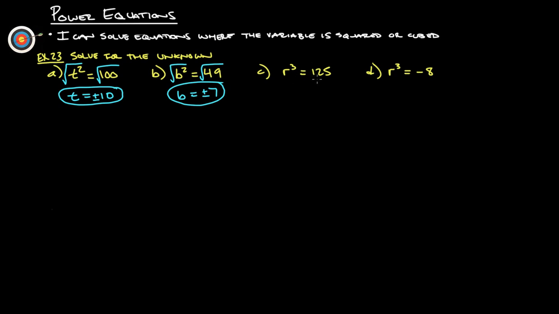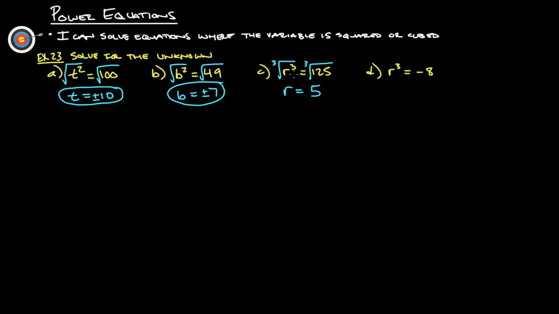r cubed equals 125. So now we're going to want to get rid of the cube, we want to do the cube root. So we're going to cube root both of those. So then that's just going to leave us with r over here. And then what times what times what gives us 125. That one may not be in your memory, but it's going to be 5 times 5 is 25 times another 5 is 125. So that's going to be 5.